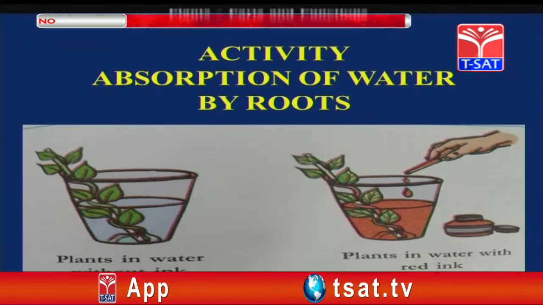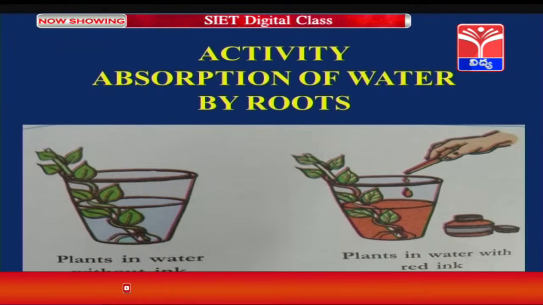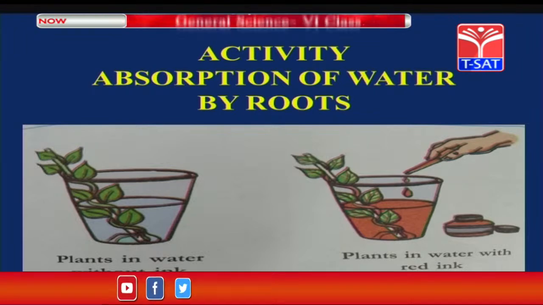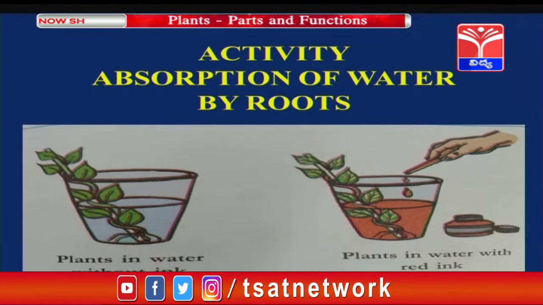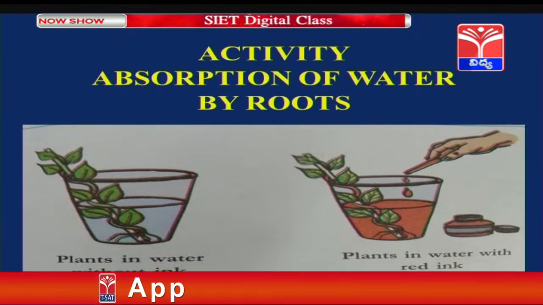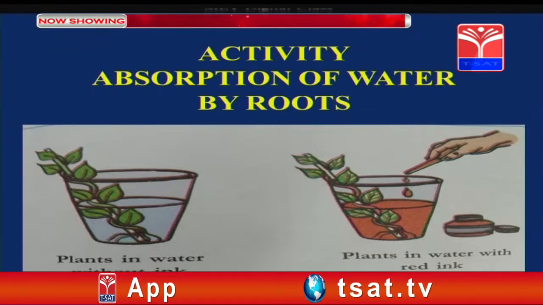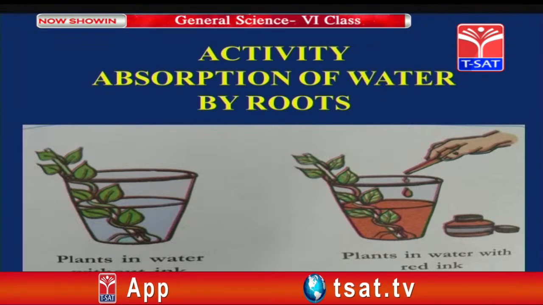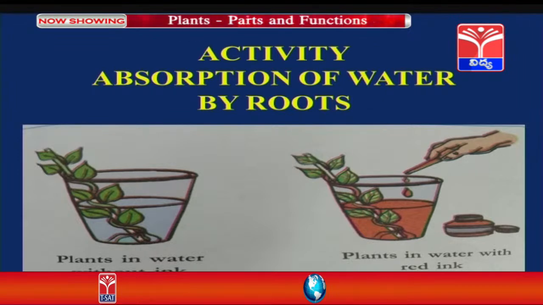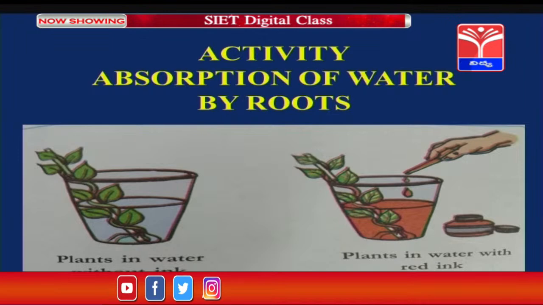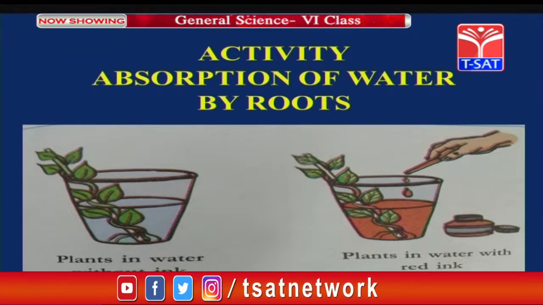In one of the tumblers you add red ink, and now take 2 small plants or twigs which have small roots also and put them in the glass tumblers. Now leave this for 2 to 3 hours, and after 2 to 3 hours if you observe it carefully, you can see that the stem portion of the second plant, where we have kept the red ink, is converted into red color.